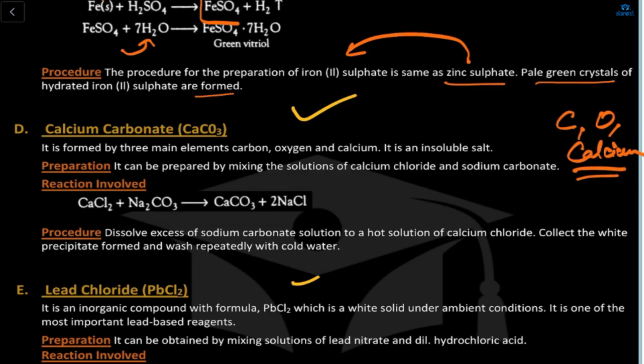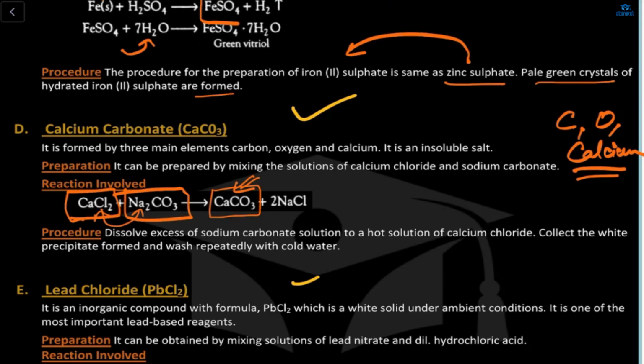So during the preparation, what do we have to do? We have to mix the solution of calcium chloride and sodium carbonate. When we mix these two, we get calcium carbonate. And the formula of calcium carbonate is CaCO3.